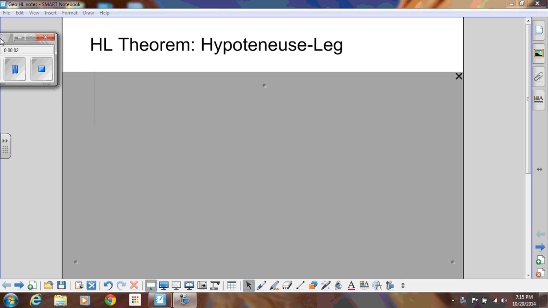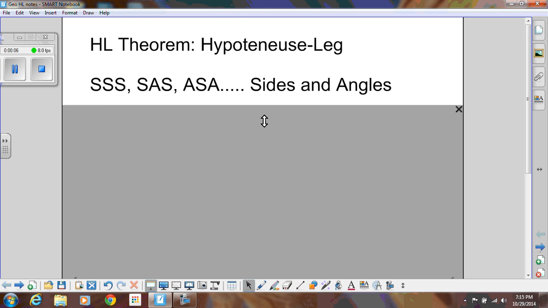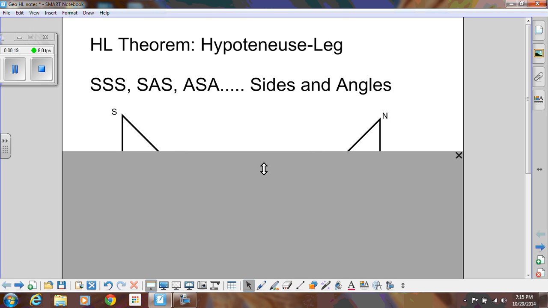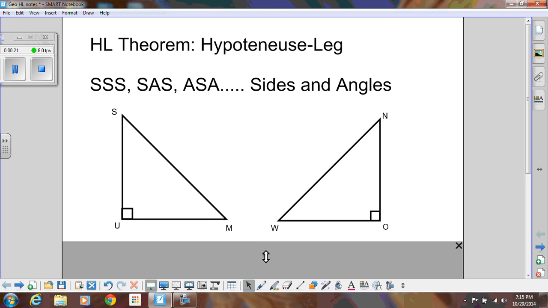Today we're going to talk about the HL theorem, which stands for hypotenuse leg. And up to this point, we've only had theorems that have S's and A's in them, which stood for sides and angles. So let's talk about hypotenuse and leg. Hypotenuse is a very specific part of a triangle. It has to be part of a right triangle.